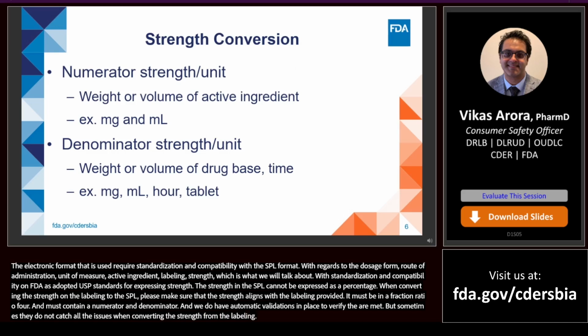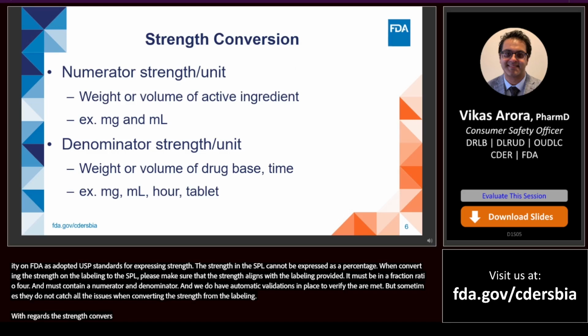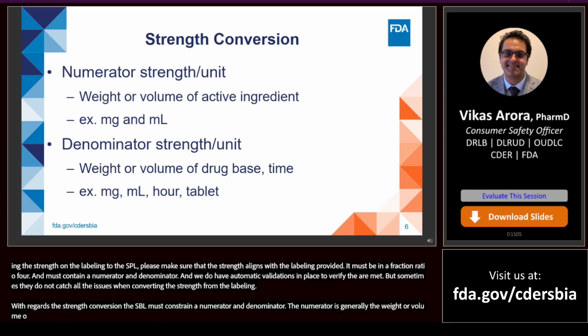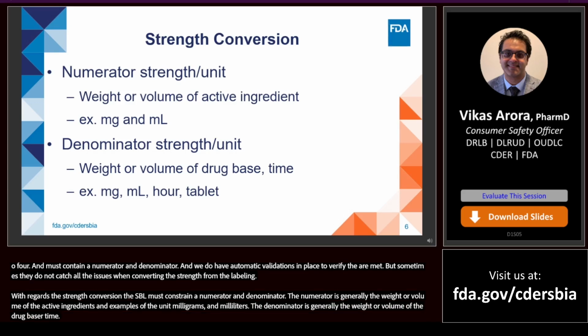With regards to the strength conversion, the format of the strength in the SPL must contain a numerator and a denominator. The numerator is generally the weight or volume of the active ingredient, and examples of the units are milligrams and milliliters. The denominator is generally the weight or volume of the drug base or time. And examples of the denominator units include milligrams, milliliters, hour, and per tablet.